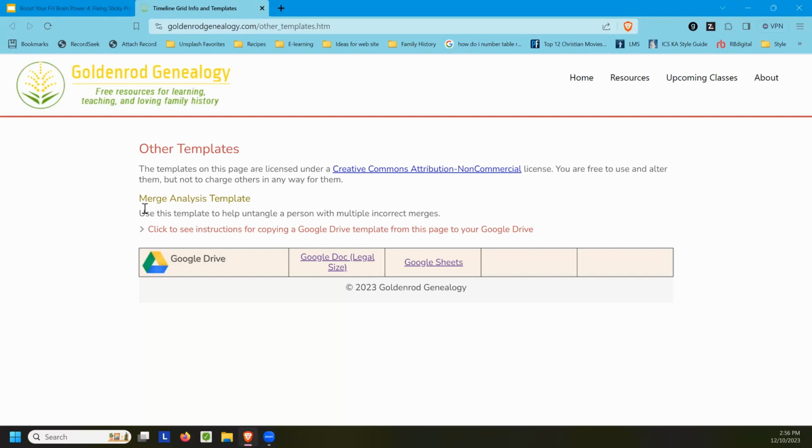So here is the page with other templates. Right now, it just has one category, which is merge analysis templates. You've either got your choice of a Google Doc template, like that blue one we just looked at, or I've recently started using Google Sheets instead, because often there are so many bad merges. I'm working on one right now that has about 26 people combined, and I found that the spreadsheet works much better for that.